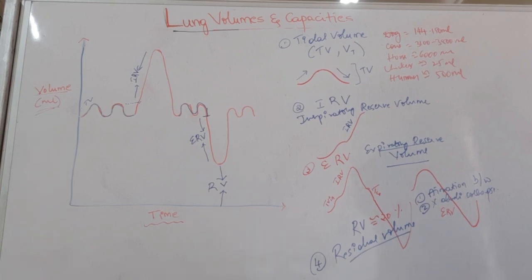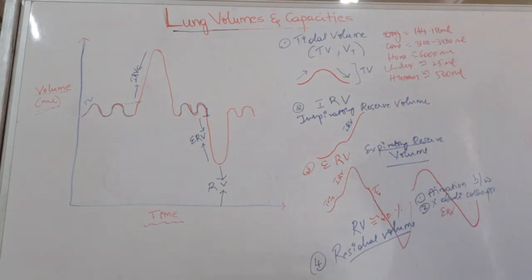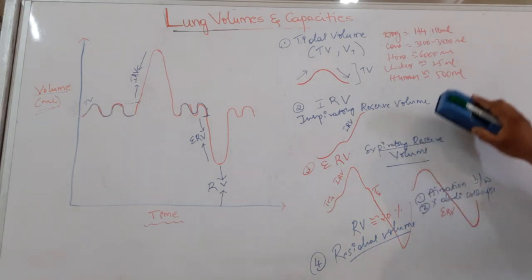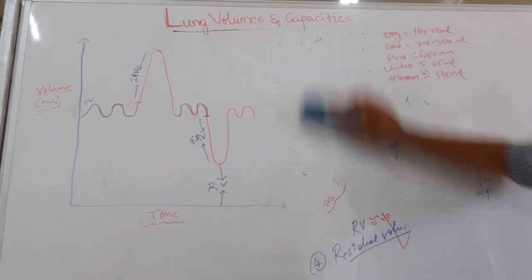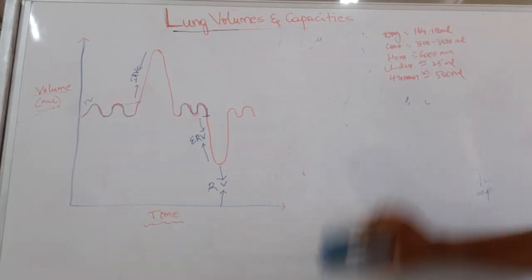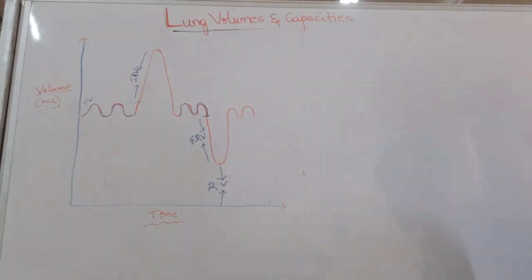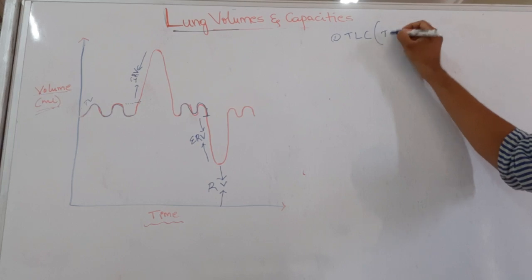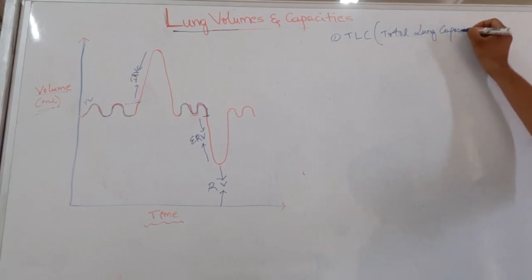Now we have lung capacities. Lung capacities are nothing but the combination of 2 or 3 or more of the volumes that are described here. So we have total lung capacity.